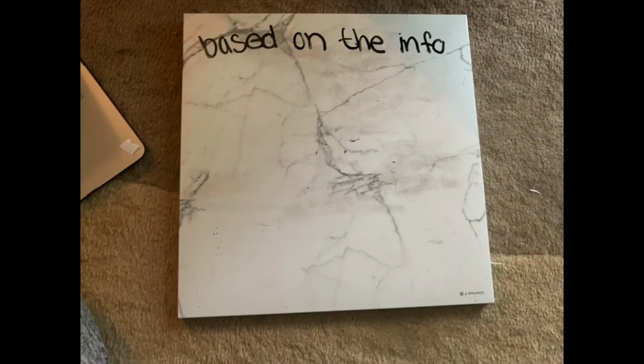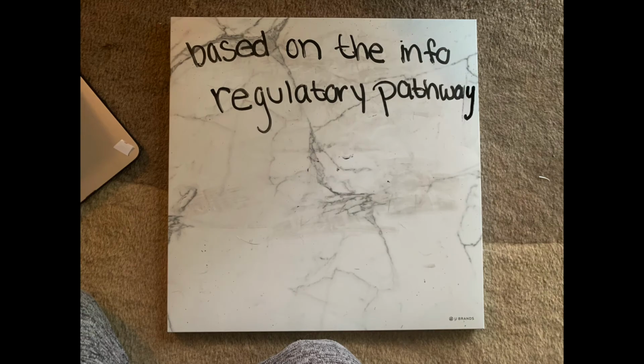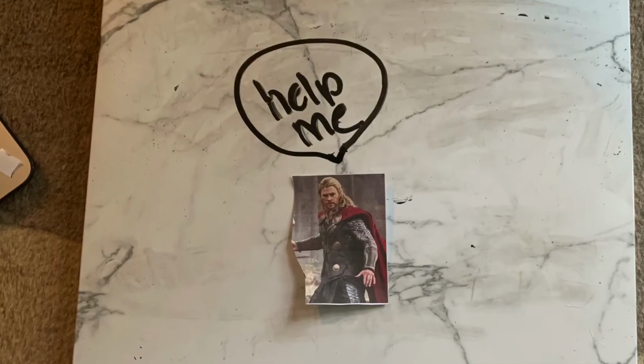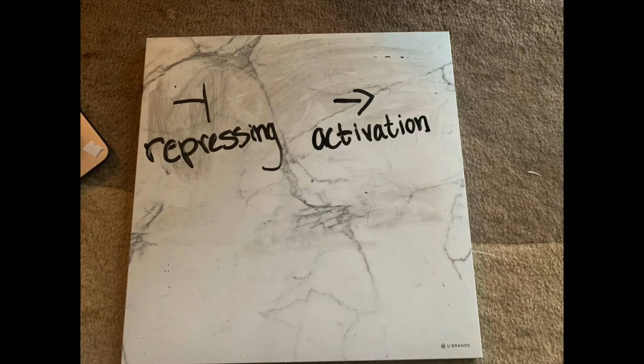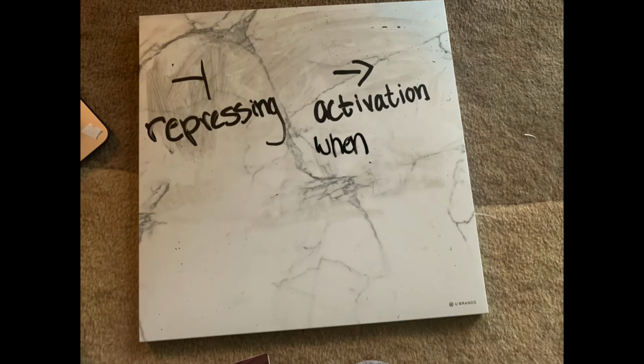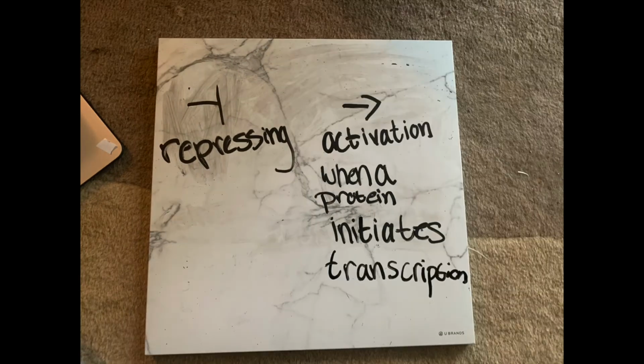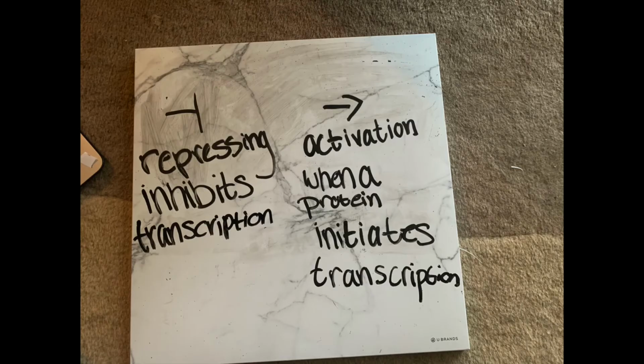Based on the information, determine the regulatory network of the activation of transcription for the Thor gene by using T-bars to indicate repressing and arrows to indicate activation. Activation is when a protein initiates transcription to occur. Repressing is when a protein inhibits transcription from occurring. Now that we know our key terms, we can help out Thor.